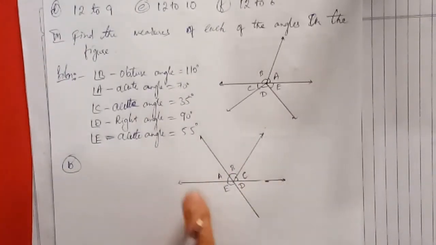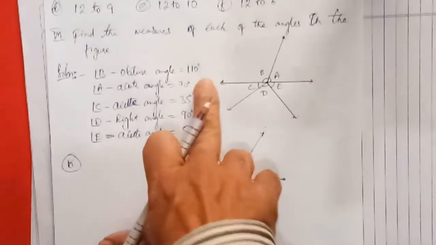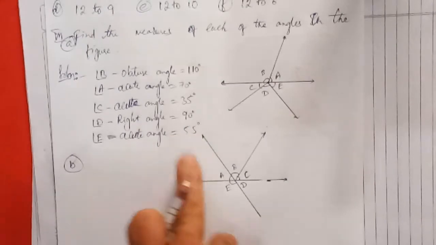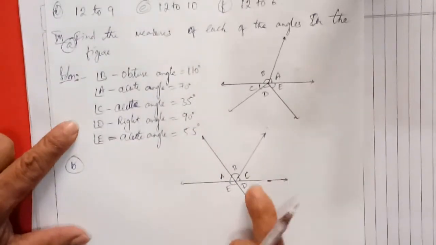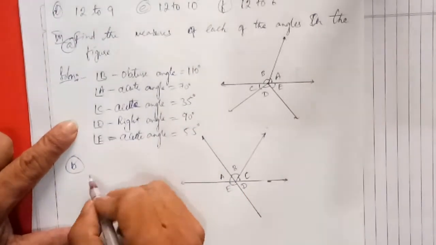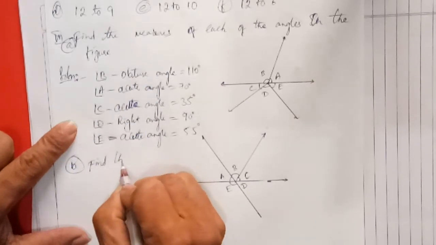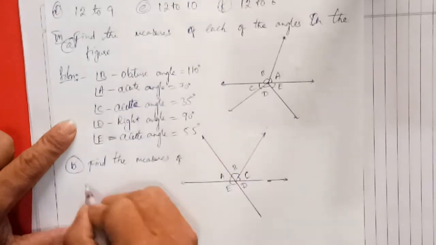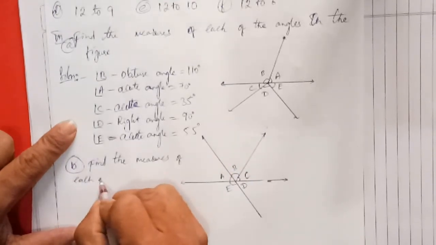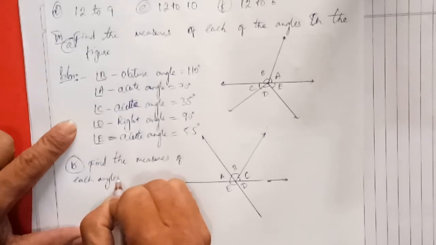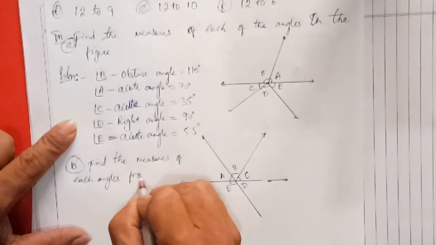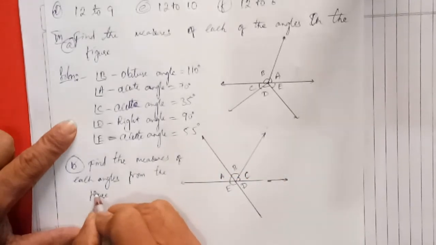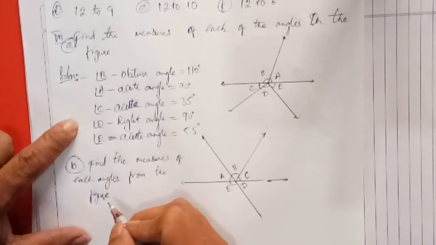Now you can see here, and you should solve by yourself. Find out all the angles. Find the measures of each angle in the second one. This is A1 and this is B1. You have to measure and find the measures of each angle from the figure. Understood? The second one you have to solve by yourself.